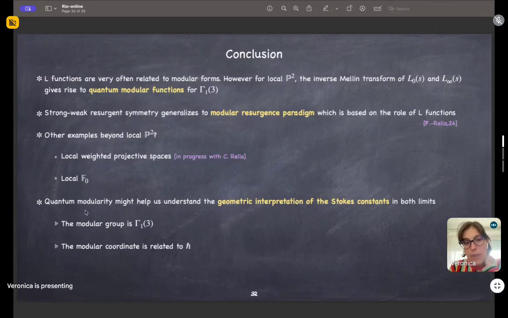Now that we have the result of quantum modularity, we are really at the very beginning, but we would like to see whether it can help to understand the geometric interpretation of the Stokes constants, which is what the physicists are very interested in. And I think that having at least some arithmetic or some modular property, even though not exactly modular, could help, from a mathematical point of view, in trying to understand whether they are related to each other.